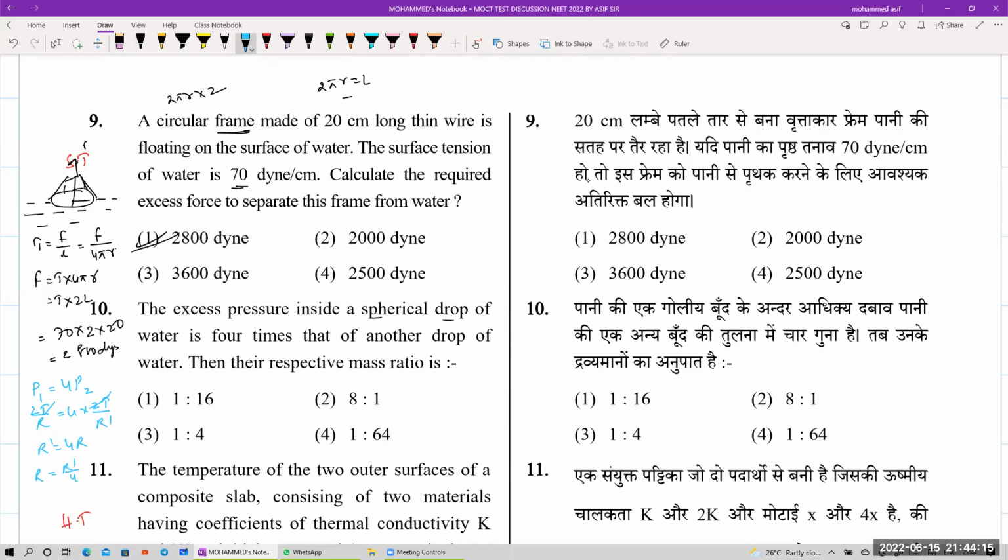Now it is asking the mass. Mass is equals to volume into density. So volume bole to 4 by 3 pi into R cube. Spherical mein hota hai na beta. Mass is equals to volume into density. Isn't it? So how is mass related to the radius?